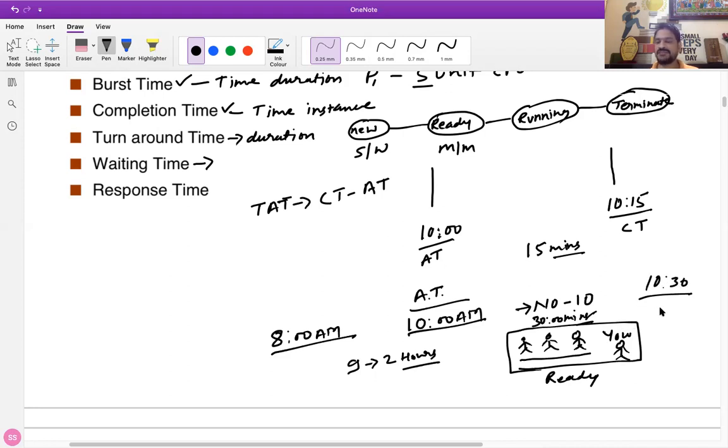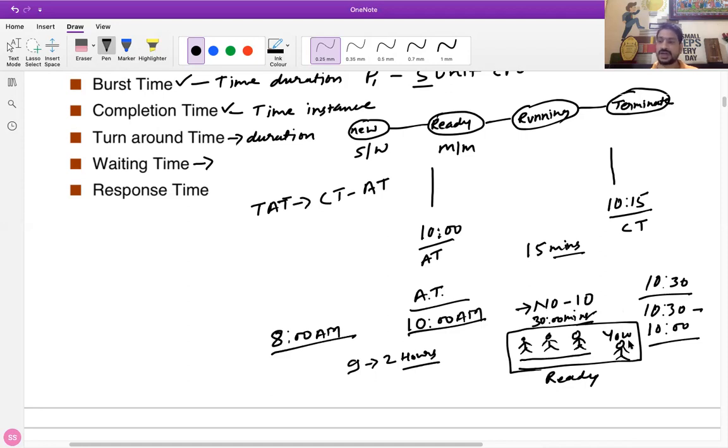So what is the waiting time? Waiting time is nothing but when you get the CPU, that is 10:30, minus when you came, that is 10 o'clock. That is your waiting time here. Okay.